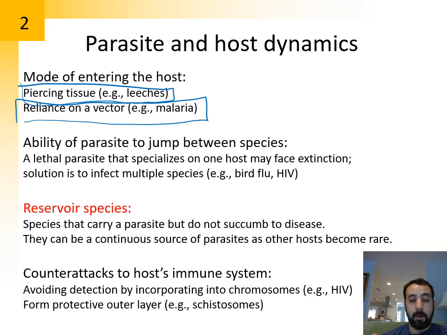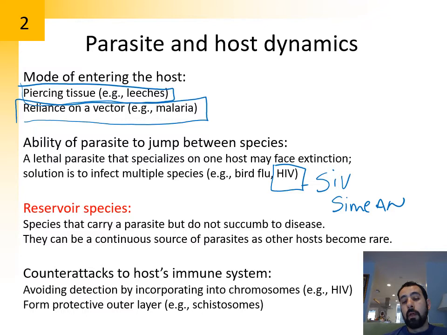The ability of the parasite to jump between species also determines the parasite and host dynamics. If a parasite specific to a certain species acquires a mutation that allows it to exploit a new species, that parasite becomes extremely successful. HIV is a good example of that. HIV is derived from another virus known as SIV, and the S there stands for simian. Primates, that's what simian means. So it was a type of virus that affected monkeys. And then through bushmeat consumption, now we have HIV.